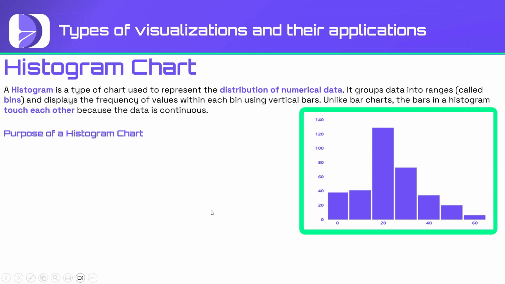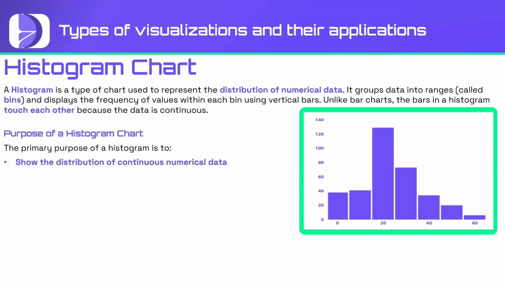So let's look at the purpose of a histogram chart. The primary purpose of a histogram chart is to show the distribution of continuous numerical data. You can see this is continuous. If this were a line chart, you would see how it moves when each of the dots is connected together, and it looks almost like a skewed chart. It also helps to identify the shapes of a data distribution. You can see how the shape looks.